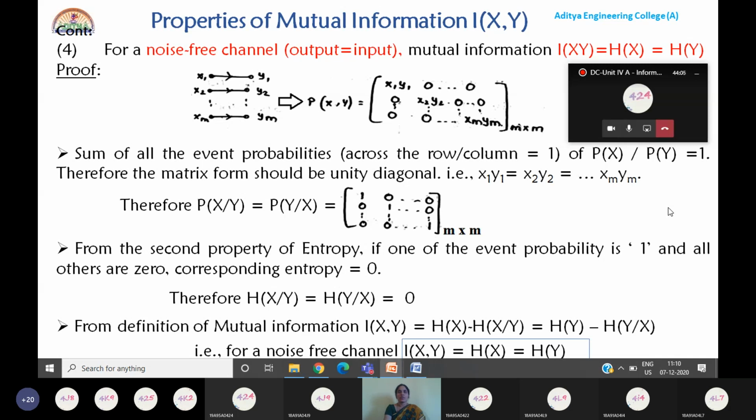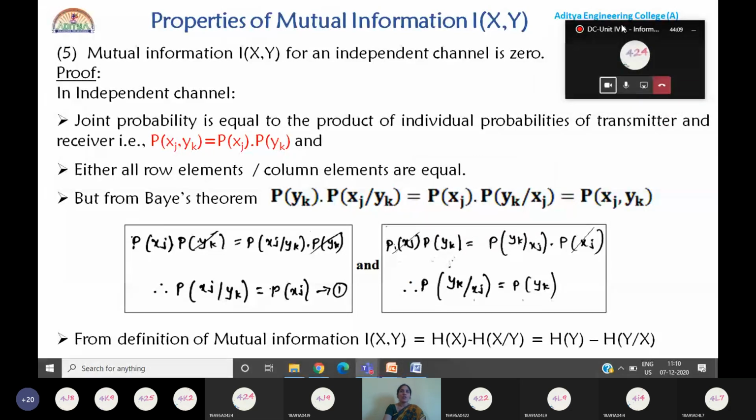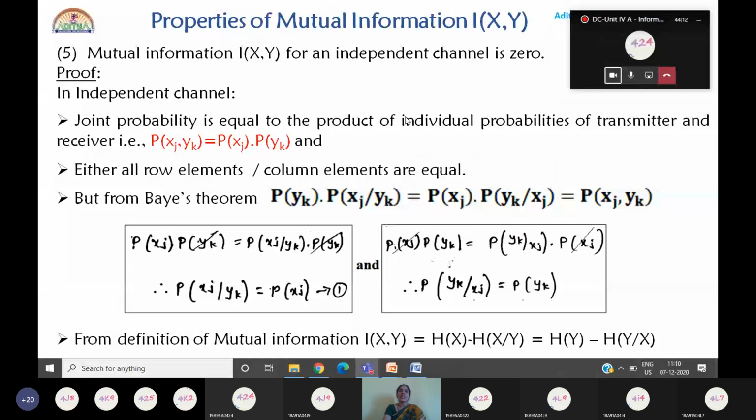Now, let us move to the fifth property. In the fifth property, mutual information for an independent channel is 0. For an independent channel, what is the condition? If we want to say that the channel is independent, it means the transmitter and the receiver have no relation at all. There is no dependency of a receiver on transmitter or transmitter on receiver.